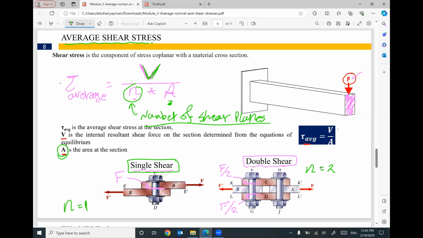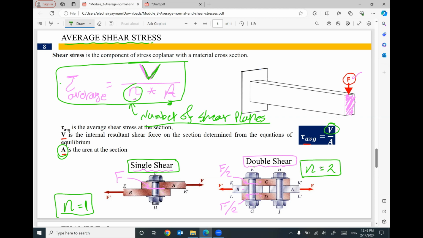So be careful that not all the applied force will be used to figure out the average shear stress, but we have to consider if we have single shear, double shear, triple shear, whatever. So to be more accurate, I can say the average shear stress equals V divided by N times A. V is the applied shear force. A is the cross section, and N is based on the number of shear planes. Is it single shear, double shear, triple shear, or whatever? Single shear, N equals 1. Double shear, N equals 2.